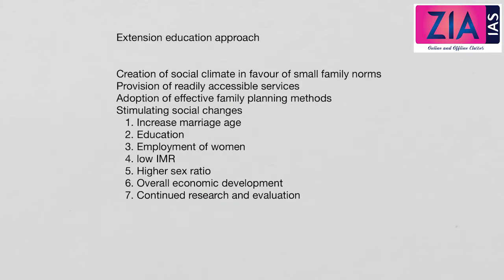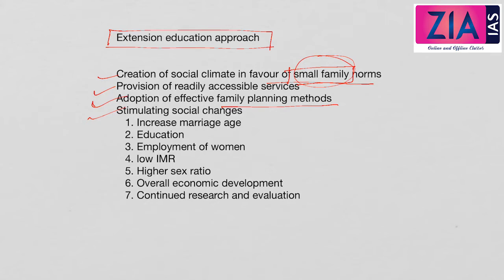In this policy, the country focused on creating a social climate in favor of small family norms. All policies and directions of the government had the desirable social goal of developing small families. Second, readily accessible services were provided, such as medical services, along with awareness and education across the people. Third, adoption of effective family planning methods was also taken up; we'll see the different methods. Stimulating social changes was also done. So mainly four things were done in the extension education approach. First is the creation of a social climate, so more importance was given to the development of the small family.